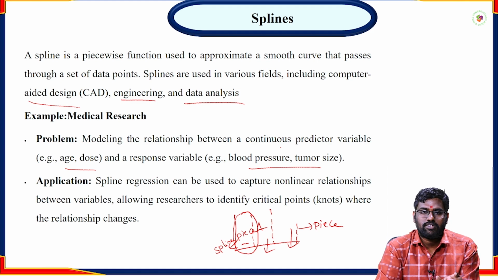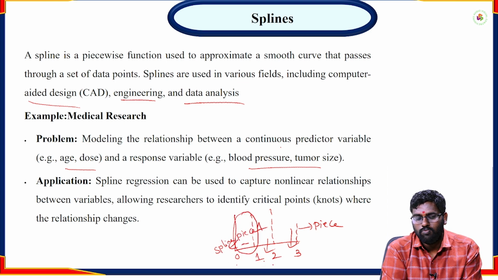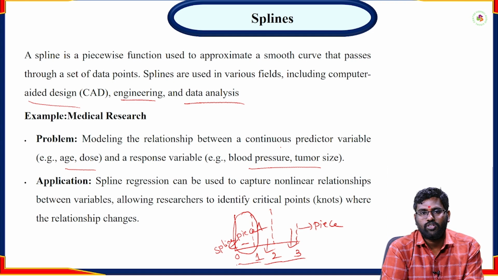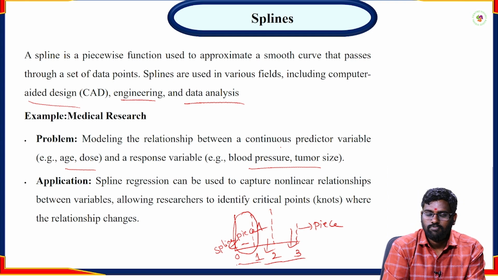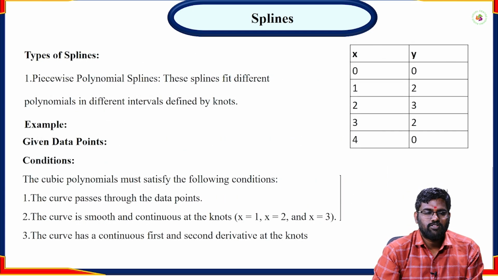Pieces means parts, just like 0, 1, 2, 3. So 0 to 1 is one part, that means one piece. 1 to 2 is one piece. 2 to 3 is another piece. Like this, the pieces will be distributed in the form of splines. So that is about splines. Now, there are 5 types of splines.